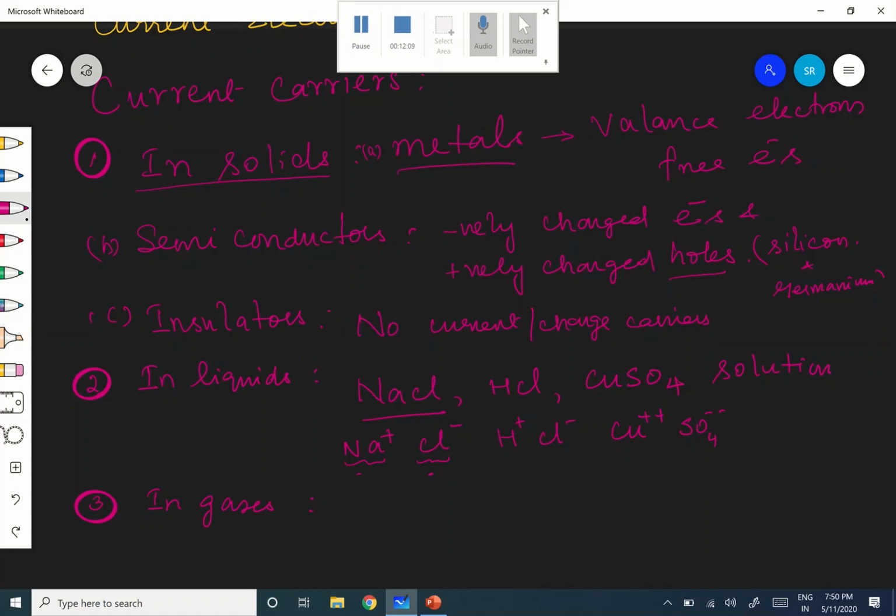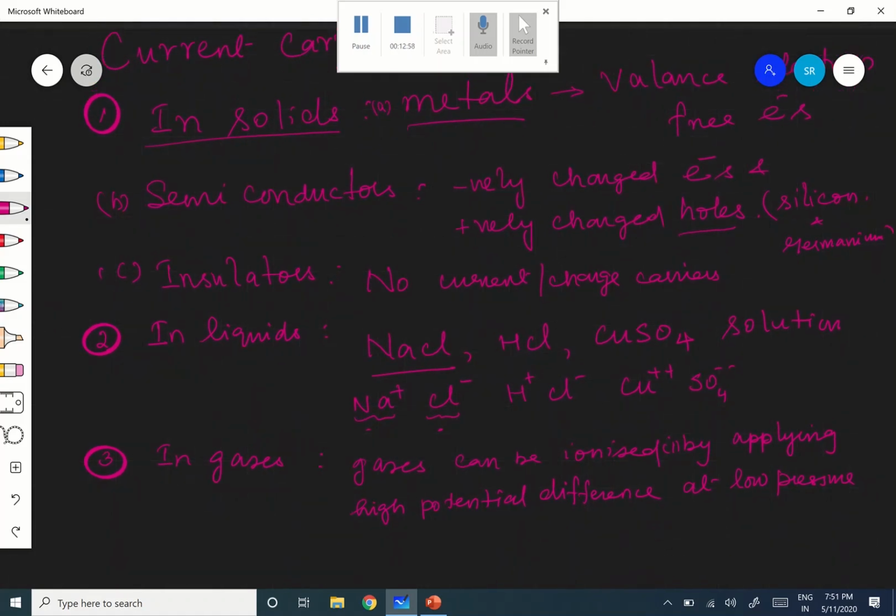at low pressures. So gases can be ionized. At normal conditions, they are insulators, but they can be ionized by applying a very high potential difference at low pressure. This is one way of ionizing the gas.